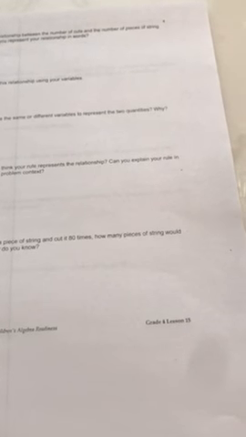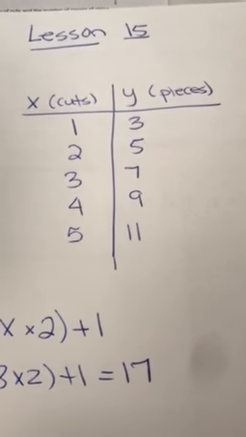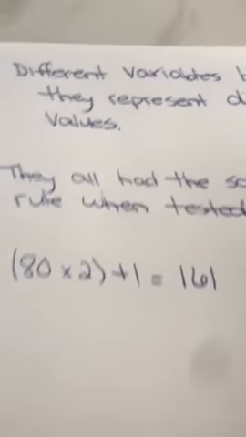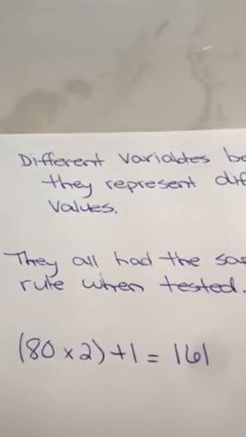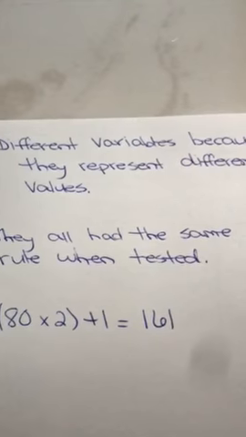For H, it says, why do you think your rule represents the relationship? Can you explain your rule in terms of the problem context? Well, we tested this rule. We tested it when we made cuts 1 through 5 on our table. And when we applied this rule to this table, okay, and we did X times 2 plus 1, it worked for everything that we applied. So for H, simply, we're just going to say they all had the same rule when tested.